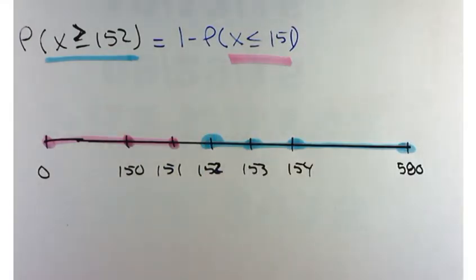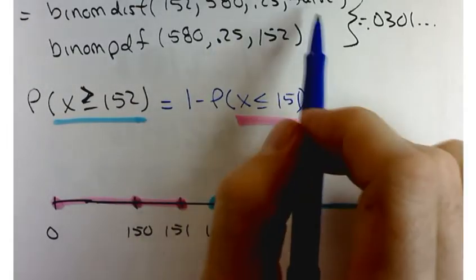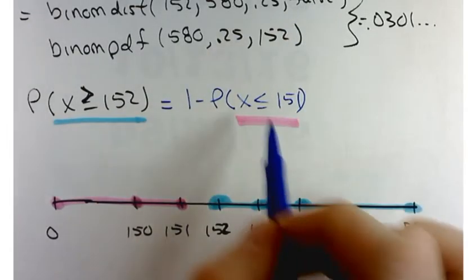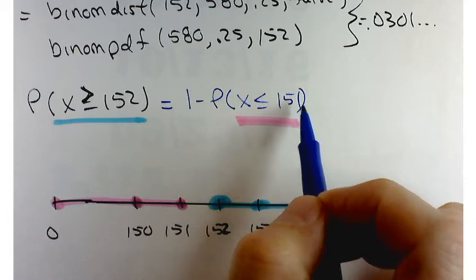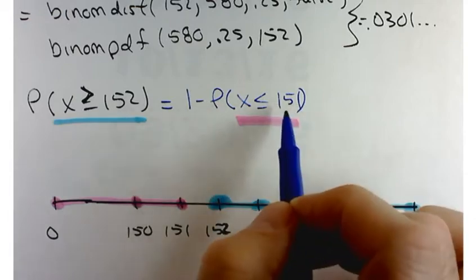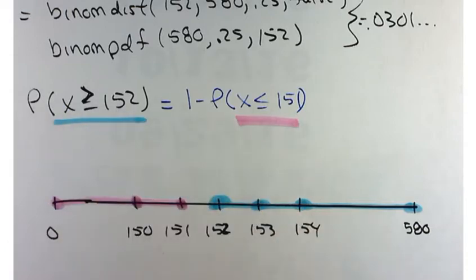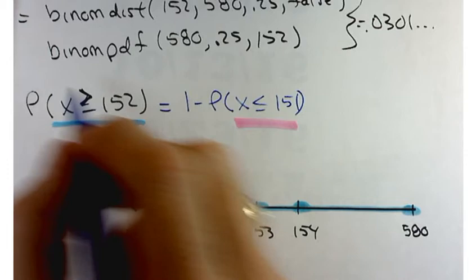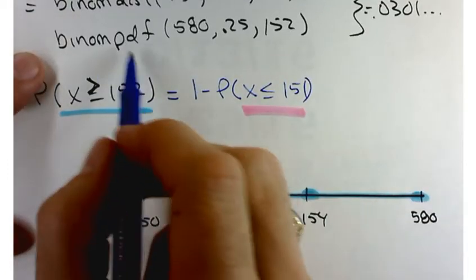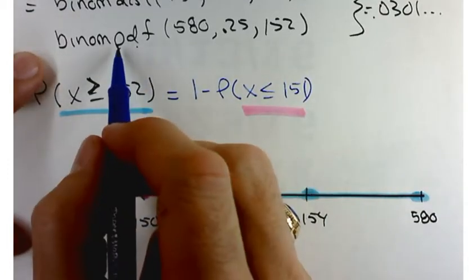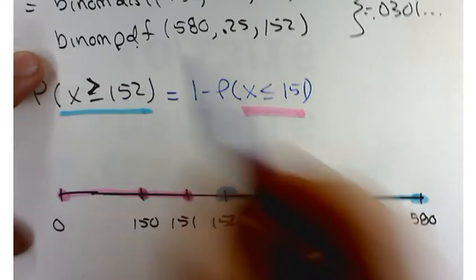So here's where you would use your CDF. If I use true here, I'll get the probability that x is less than or equal to 151. So I can get that probability, and by the complementation rule, I can get this probability. If you're stuck using a graphing calculator, instead of binomial PDF, you can use binomial CDF.